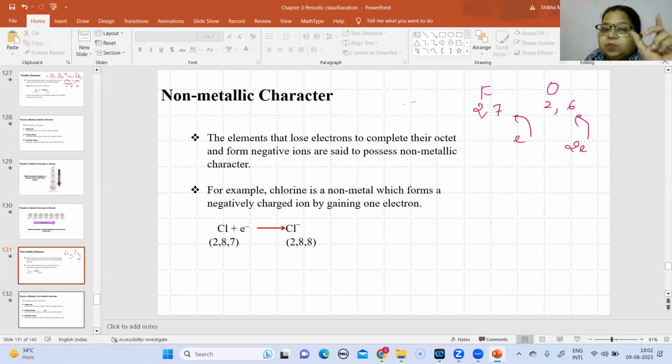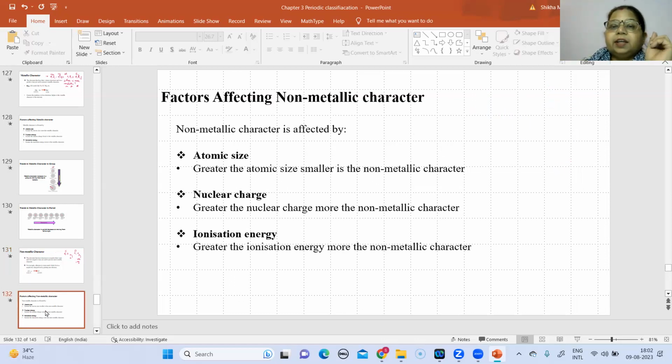If you have to compare which one is more non-metallic, you have to compare only the first electron energy which is required to add the first electron, right? So rest, we know it very well. When we move from left to right, the non-metallic character will increase. And if it is increasing from left to right, then top to bottom, it should decrease, which is opposite of the metallic character, right? Again, same depend on the same thing.